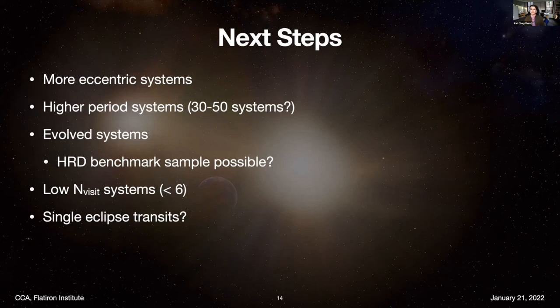As well as also consider whether or not we can give the model less than 6 visits of RV data and still find a good fit. Also, right now, the model is assuming 2 eclipse transits in the light curve. We need to see whether or not it's possible to have the model accept that in a particular system, there may only be the primary eclipse and no secondary.